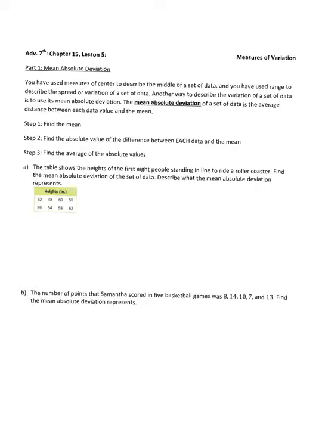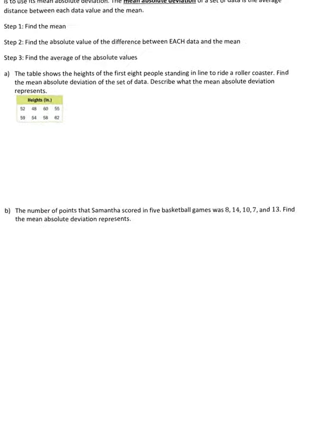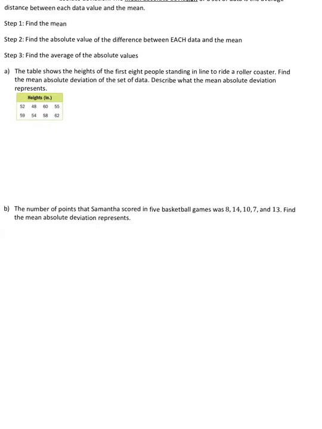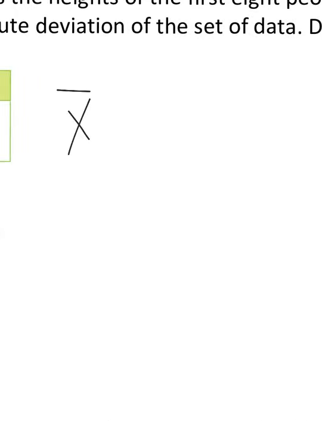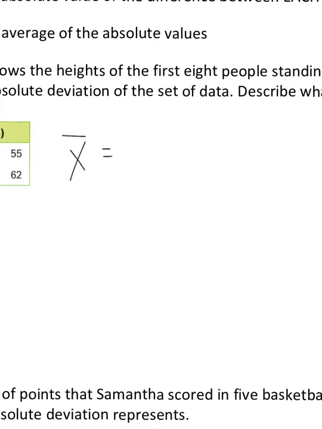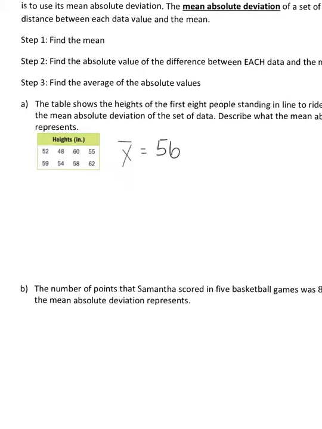Step 3, find the average of those absolute values. All right, we will do letter A together. The table shows the heights of the first 8 people standing in line to ride a roller coaster. Find the mean absolute deviation of the set of data. Describe what it means, what it represents in English, in plain language, not in math. Okay, so in order for us to do this, first we find the mean. You should get 56.